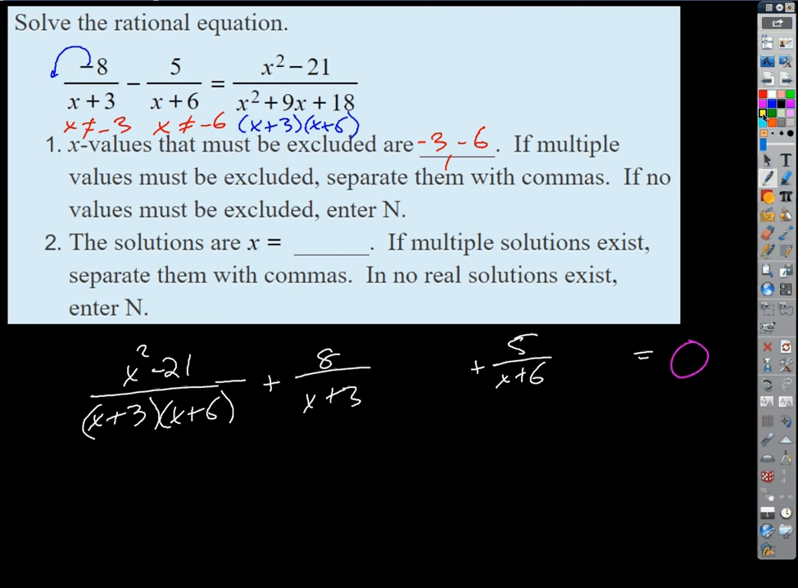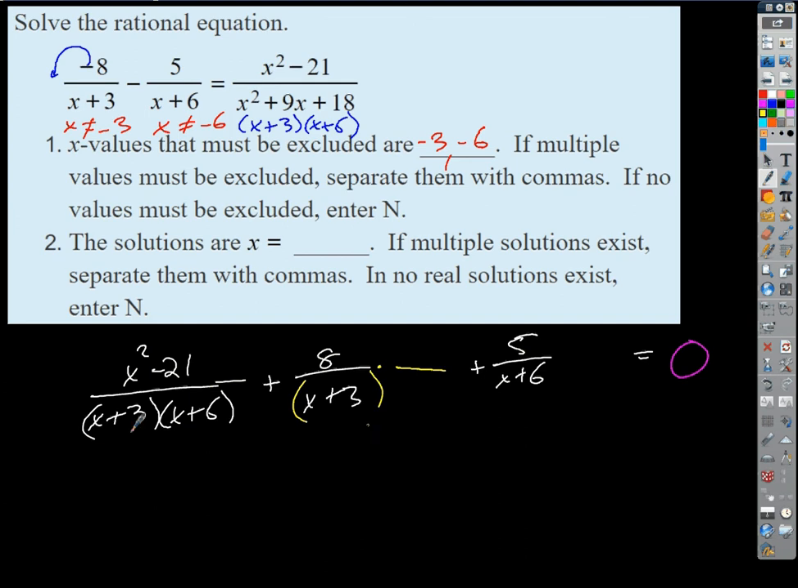What's the smallest thing that x plus 3 and x plus 6 will divide into? X plus 3 times x plus 6, right? Won't they divide into the product? Yeah. See what I'm saying? So then, think of it this way. What would I need to multiply the bottom by here to get my common denominator?